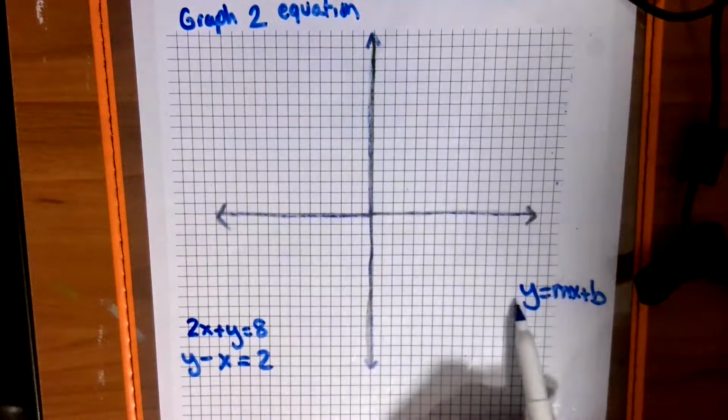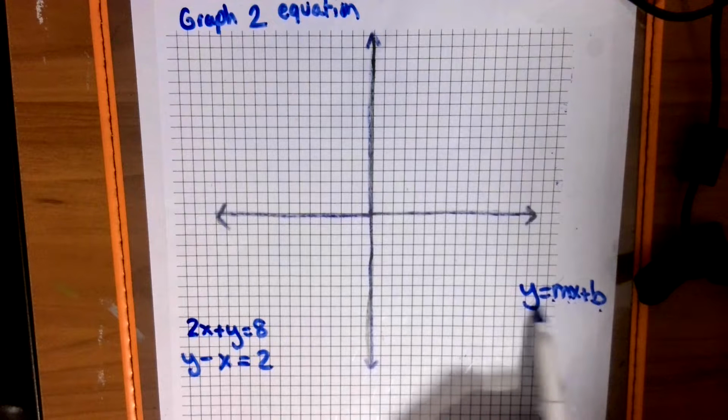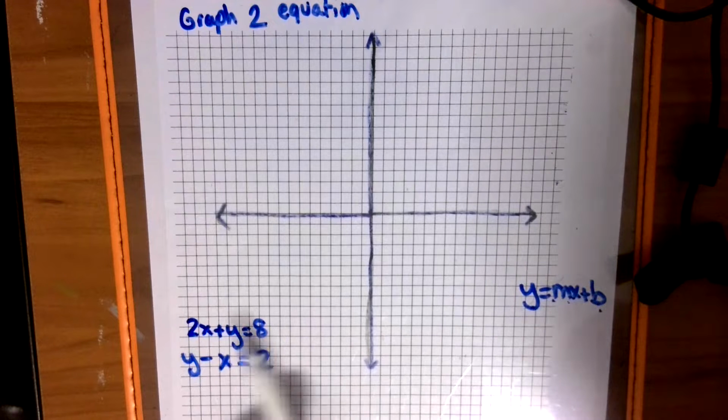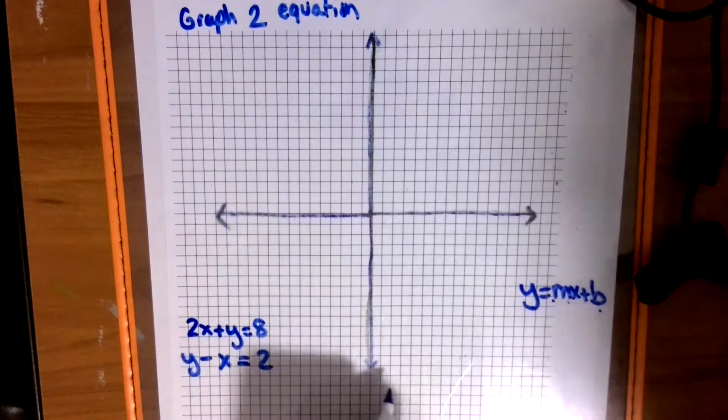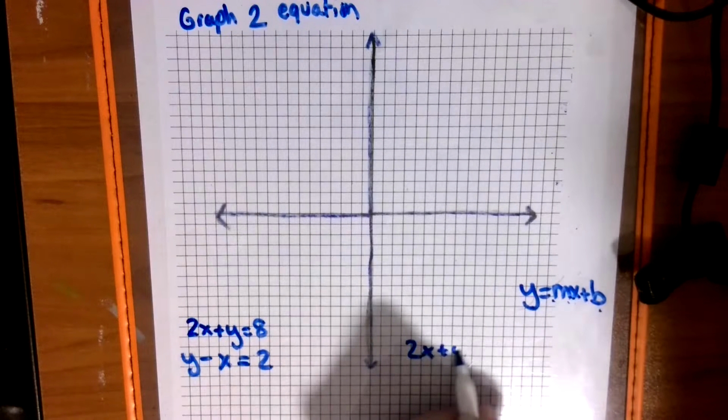However, we need to get them into the y equals mx plus b format, which is slope format. See how the y is all by itself? See how these two equations do not have that? We have to create them that way first, okay? So if we look at this one, we have to get this y by itself.